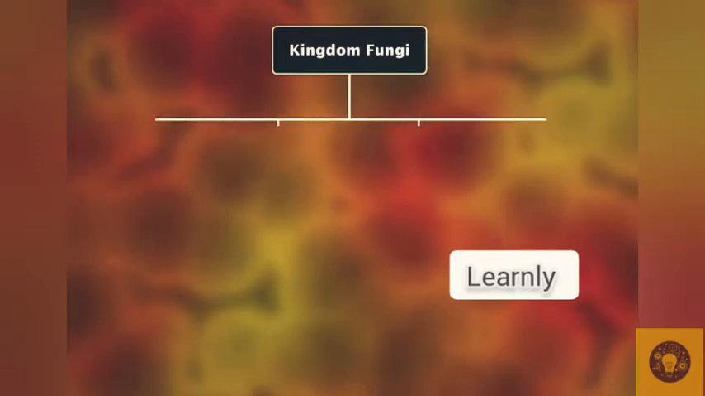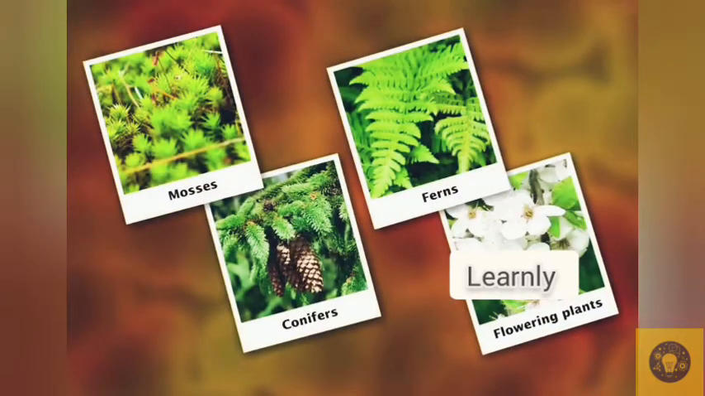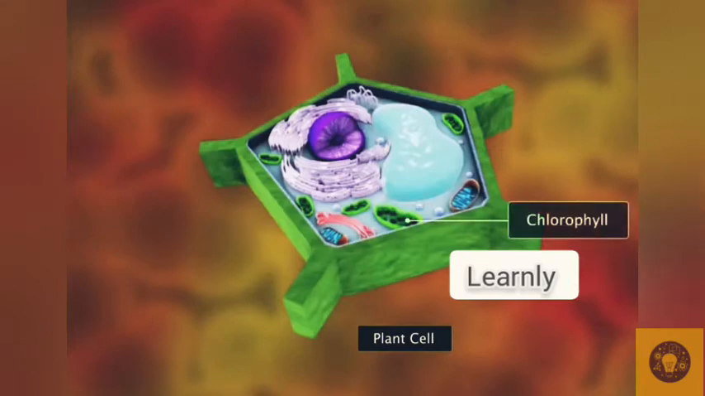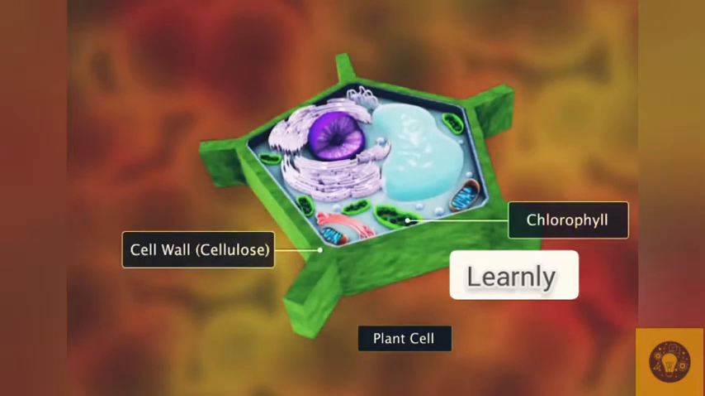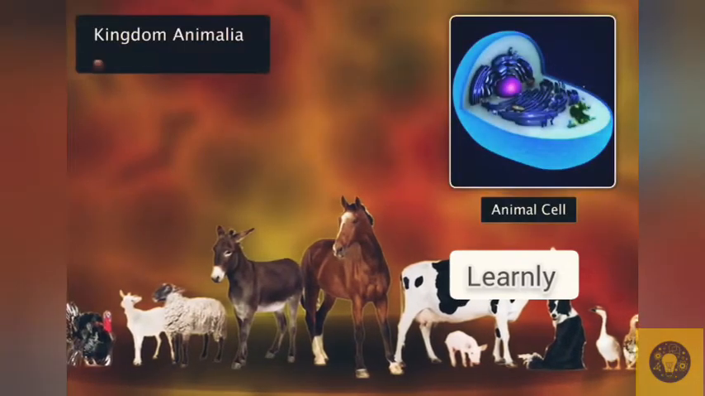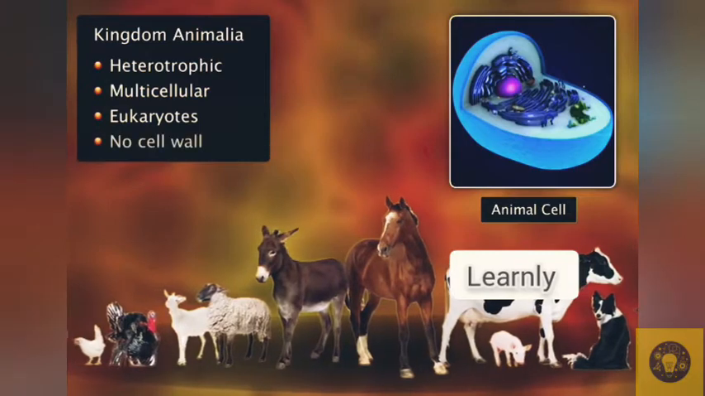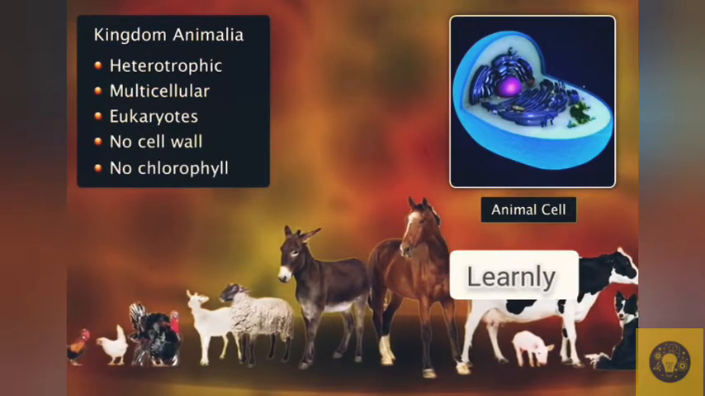Examples of classes in kingdom Fungi are Phycomycetes, Ascomycetes, Basidiomycetes, and Deuteromycetes. Kingdom Plantae includes multicellular eukaryotes with chlorophyll in the cell and cell walls made of cellulose. Kingdom Animalia encompasses heterotrophic, multicellular eukaryotes completely lacking cell walls and chlorophyll.